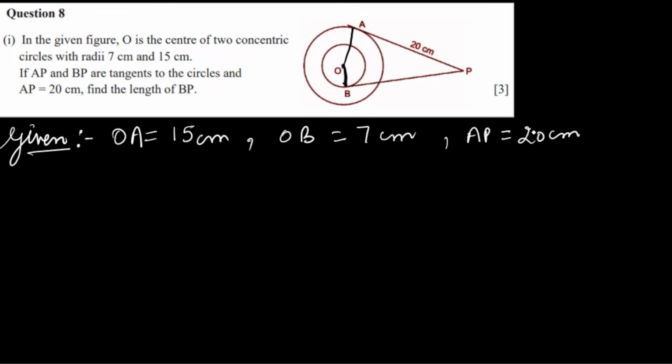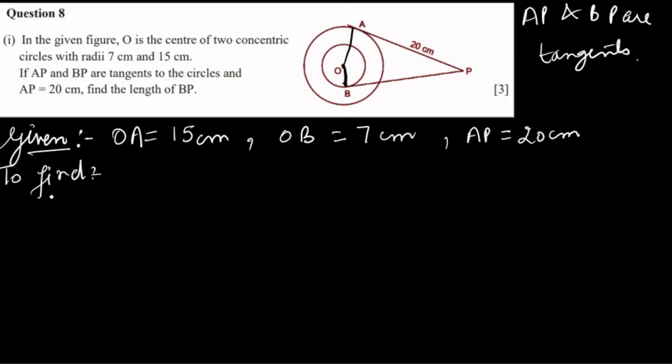Other than that, if you want, you can write AP and BP are tangents. So these are the given things. What we have to find? We have to find length of BP. So BP we have to find. Now let's start the solution.